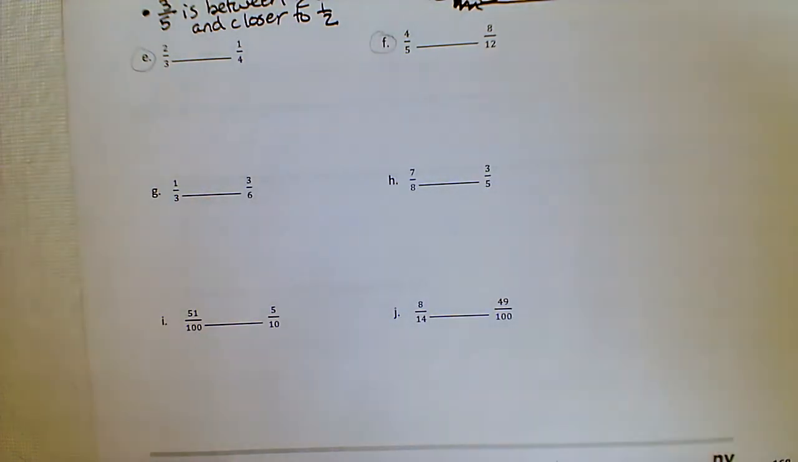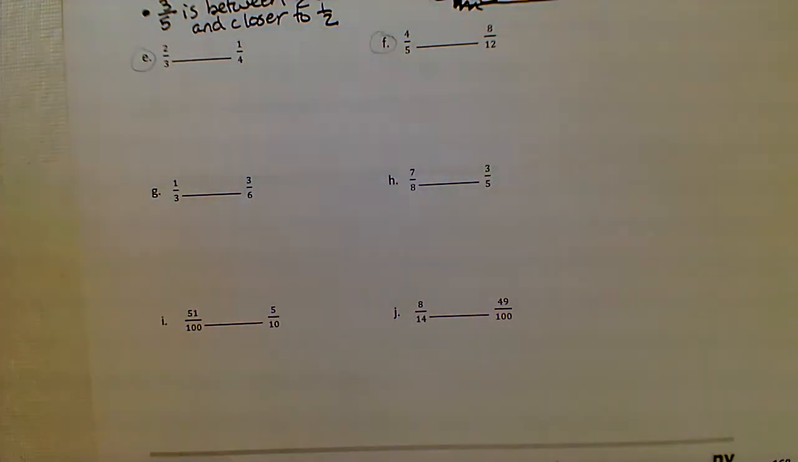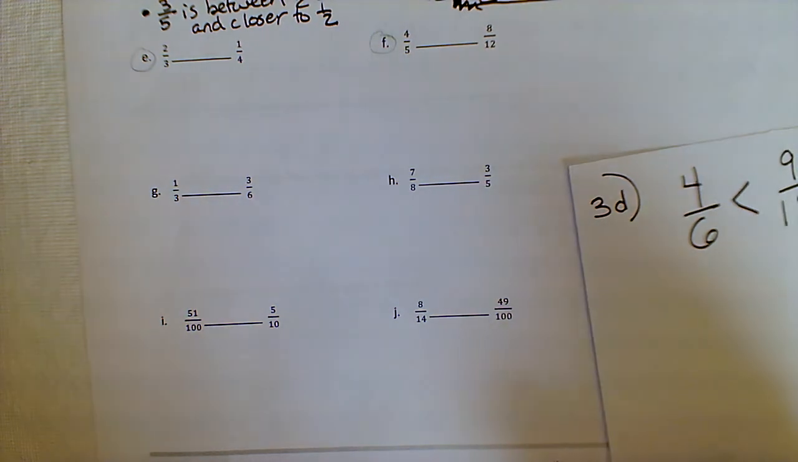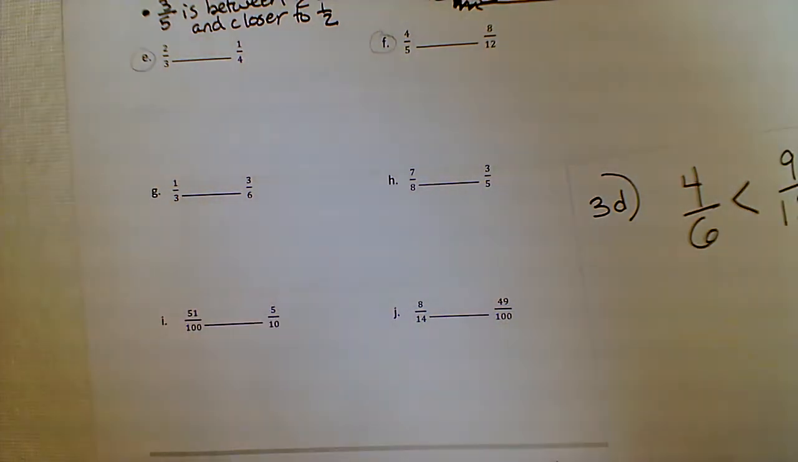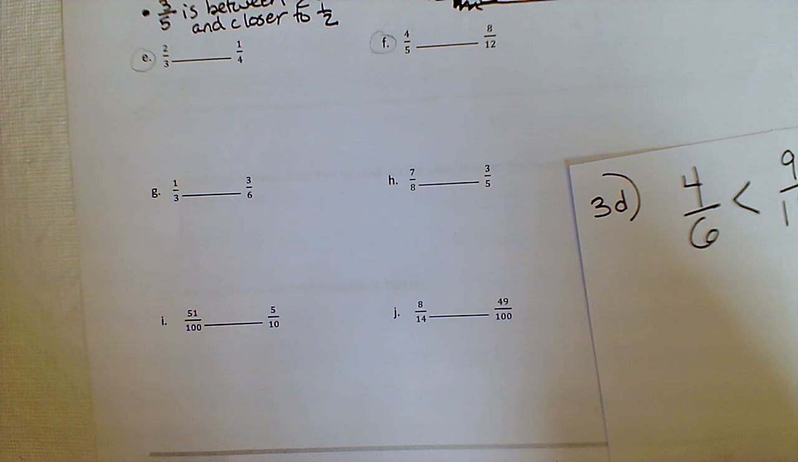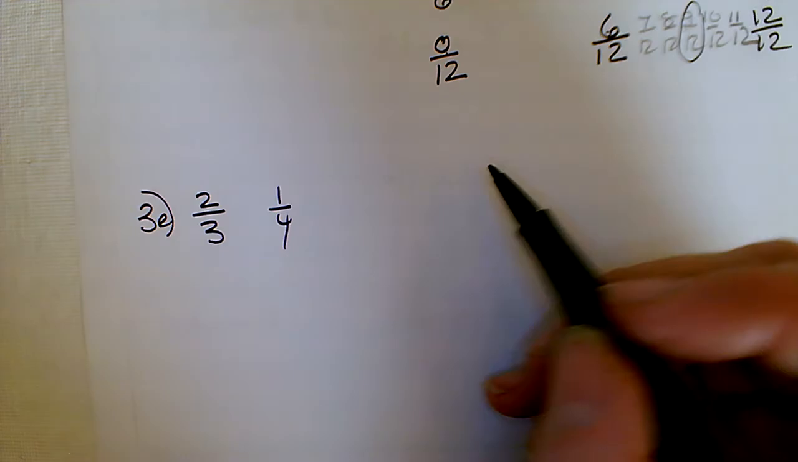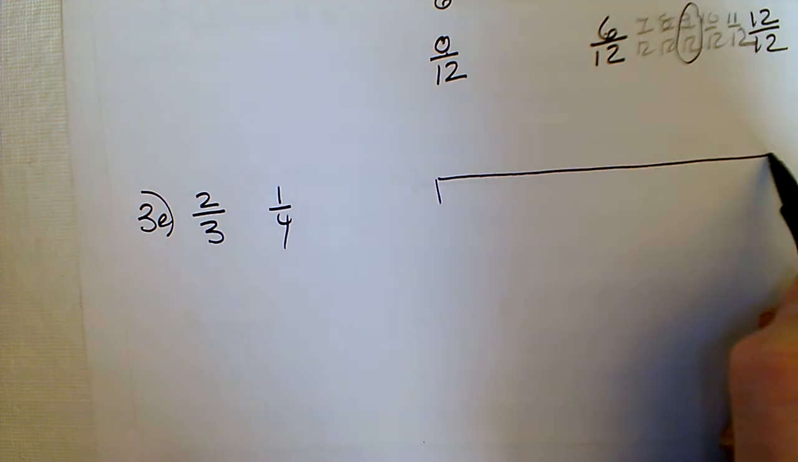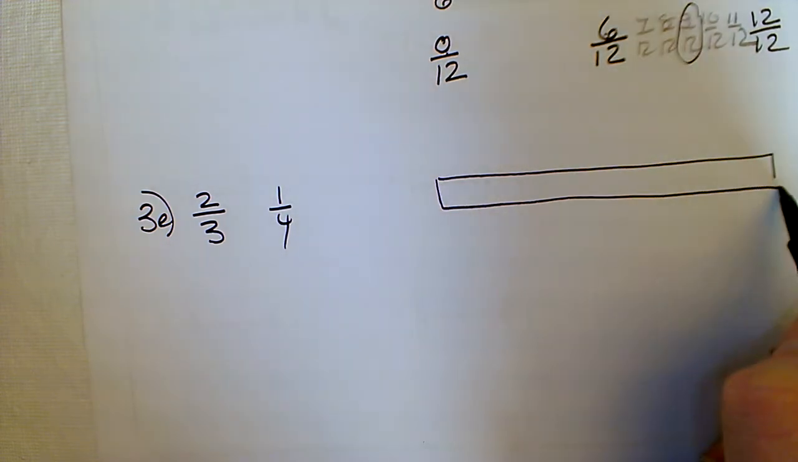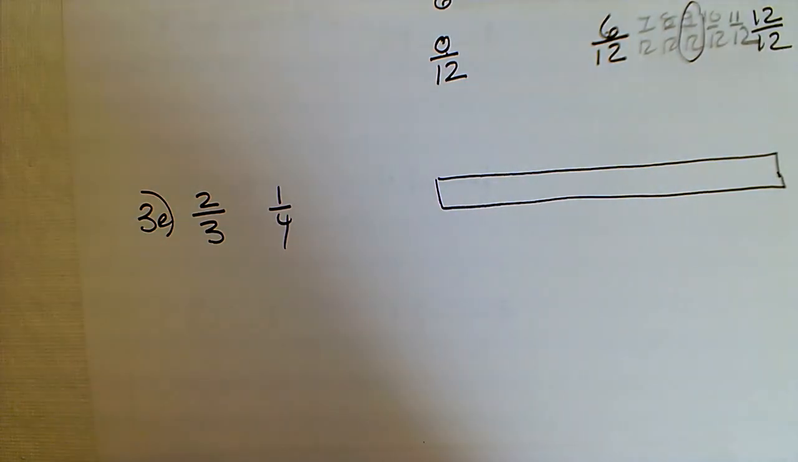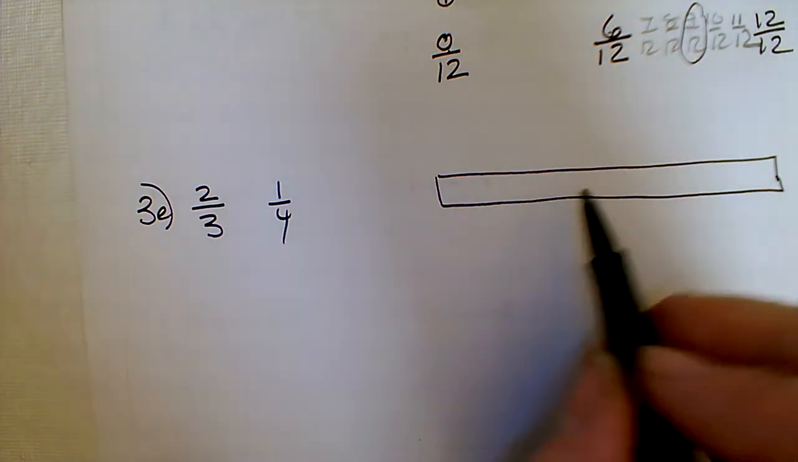Okay, so let's go ahead and take a look at 3e. So 3e is having us look at 2/3 and 1/4. So I have 2/3 and 1/4, and I'm jotting those down. Now dealing with thirds is another one of those that I want to emphasize to you, the same way I did with the fifths, that it does not have a perfect half when we're working with it.